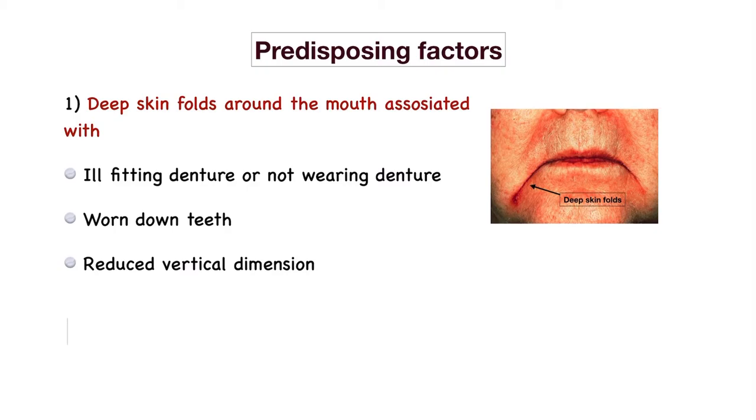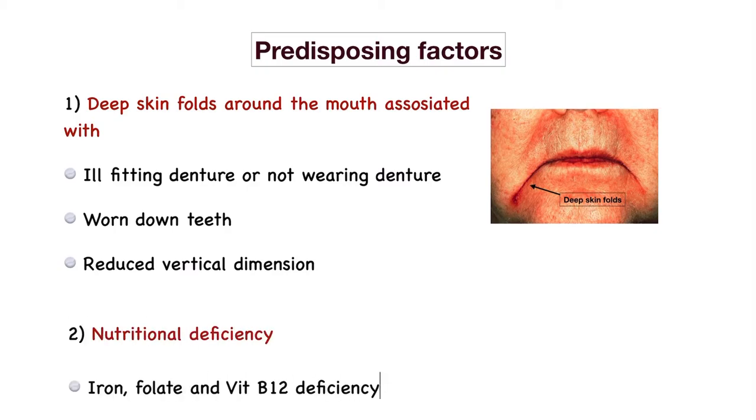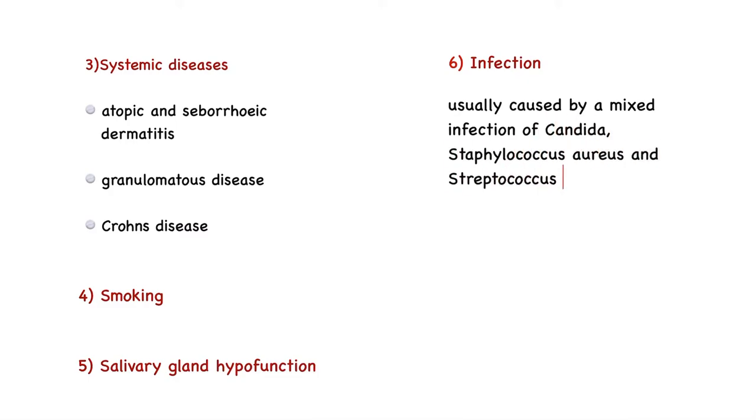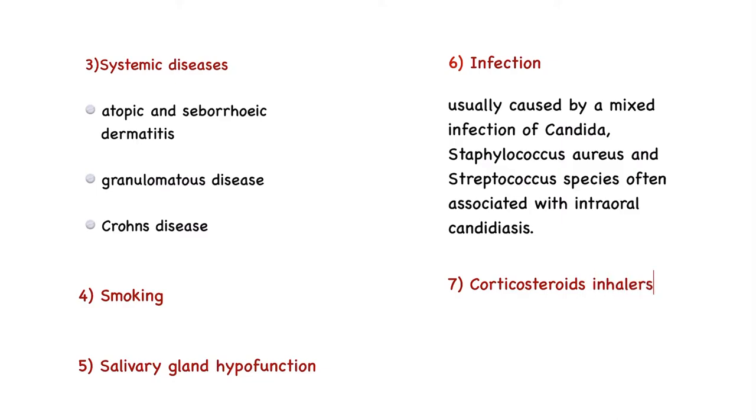It is also related to some nutritional deficiencies like iron, folate, and vitamin B12. Certain systemic diseases are also related, which are atopic and seborrheic dermatitis, granulomatous disease, and Crohn's disease. Smoking is also a risk factor. Salivary gland hypofunction can cause hyposalivation, which may leave patients susceptible to this condition.